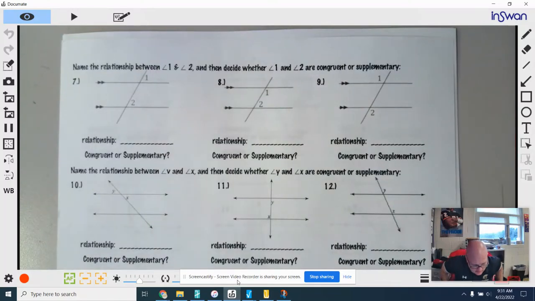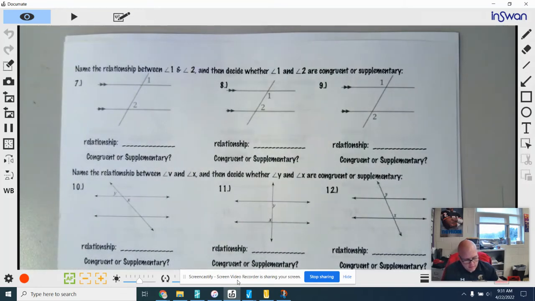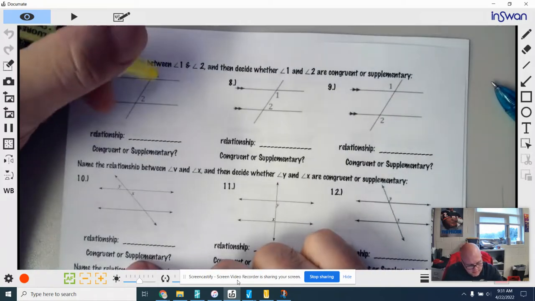Okay, for today's lesson, you're going to need this sheet right here. Starts off with number 7 up at the top. And it says, name the relationship between angle 1 and angle 2. And then decide whether they are congruent or supplementary.